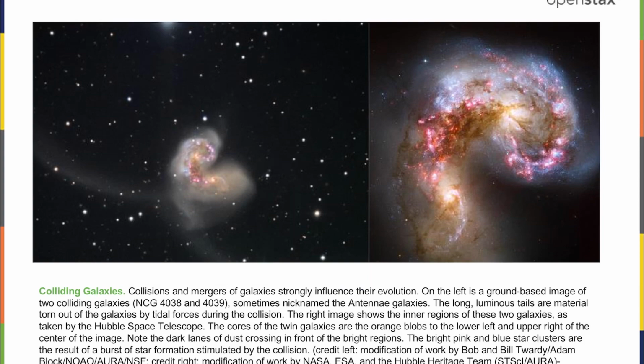Here we have an example of the collision of galaxies as shown from telescopes, both ground-based and space-based telescopes. The idea here being that the ground-based telescope is lower resolution because of the interference with the atmosphere, and here we can see the much higher resolution, clearer picture of these colliding galaxies.